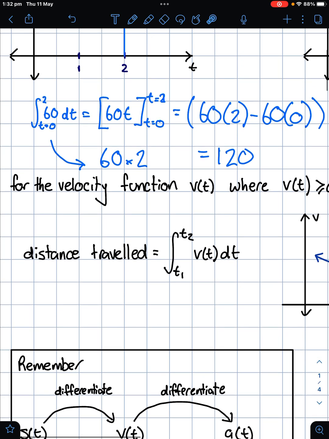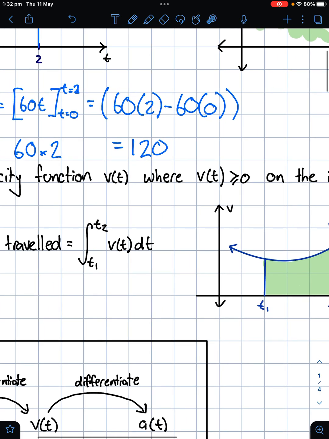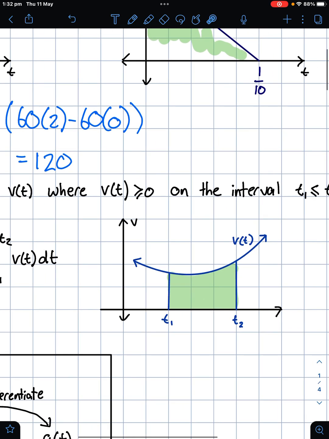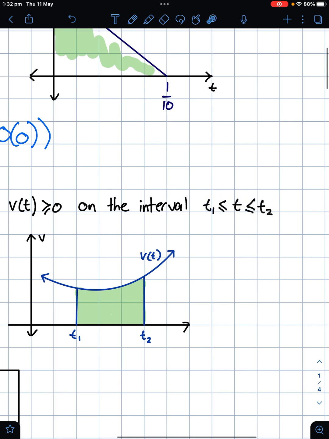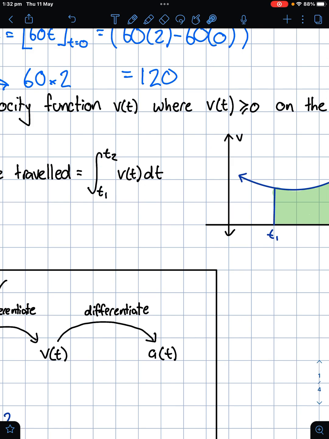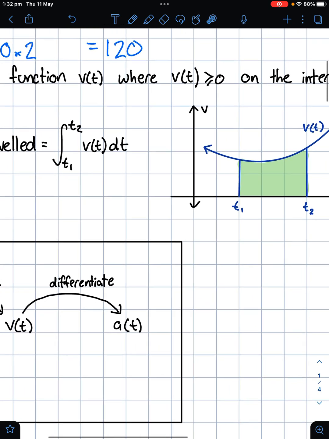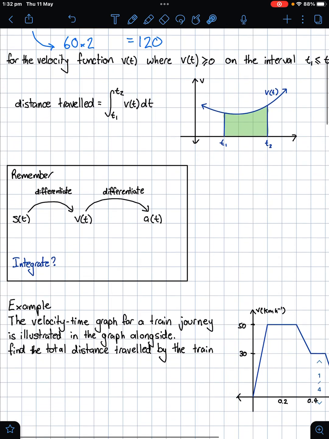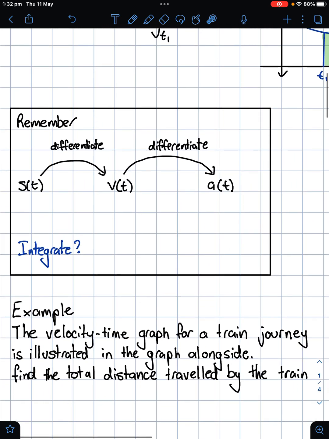Okay, so this brings us to this formula for the velocity function v(t), where the velocity function is greater than 0 on the interval between two times. The distance we travel will be the integral from t1 to t2 of the velocity function with respect to t. So this isn't much different from what we've done.